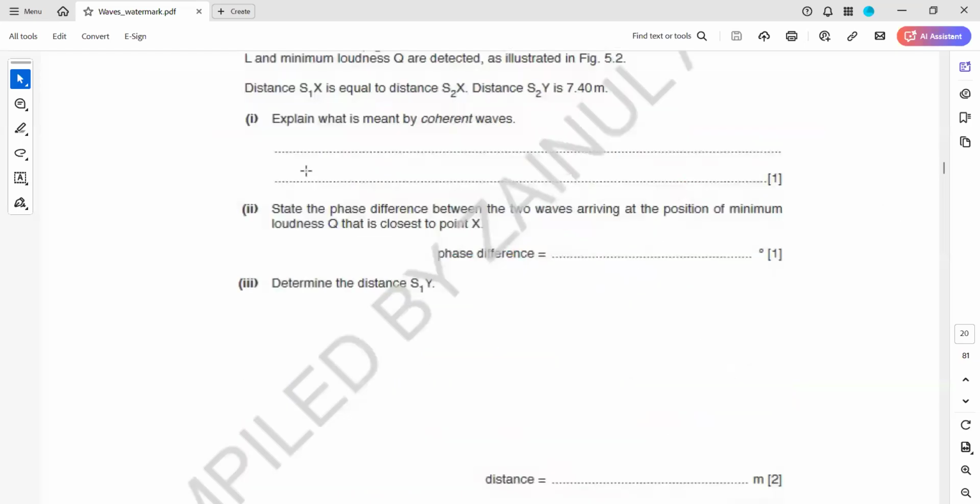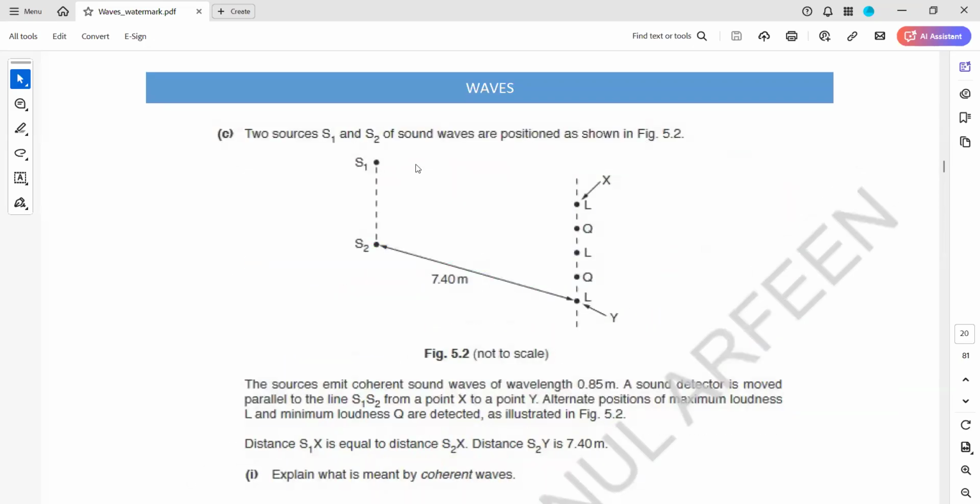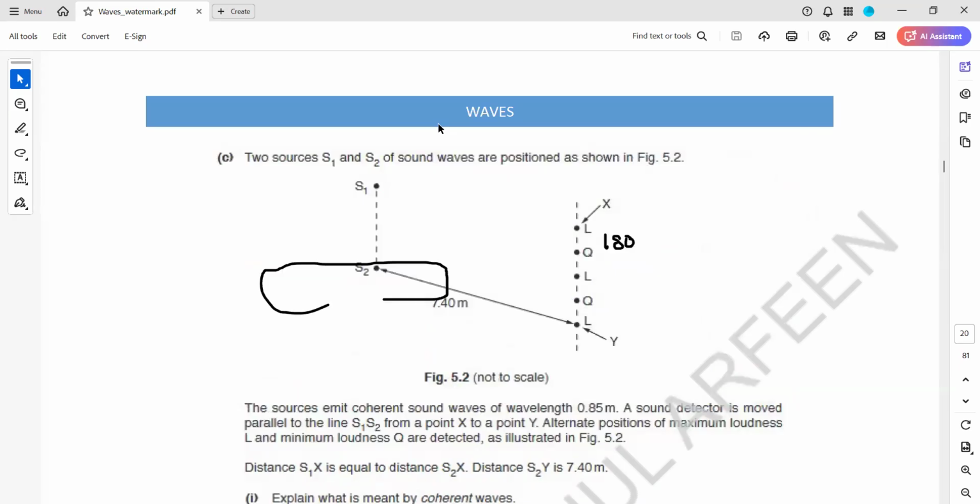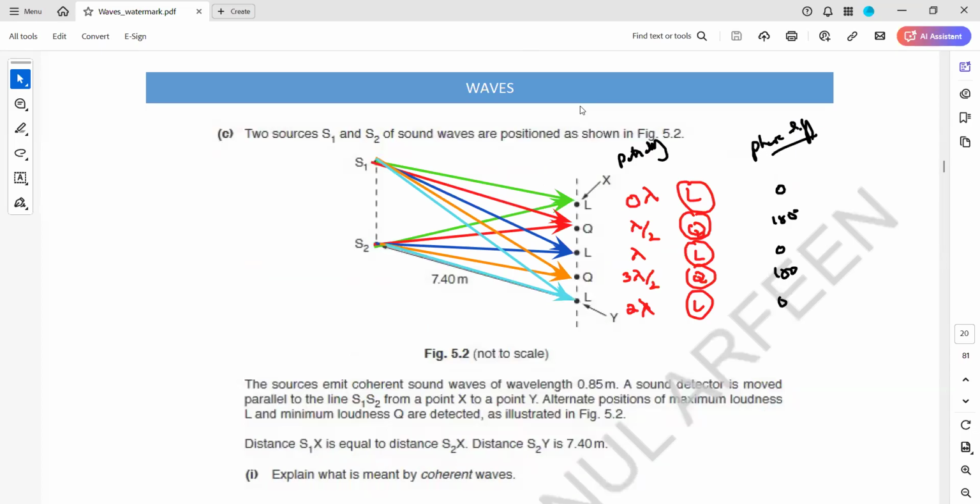So they ask, state the phase difference between the two waves arriving at the position in the minima. So the phase difference will be 180. It's already marked in degrees. So 180. Next, determine the distance S1y. So how can we determine the distance S1y?